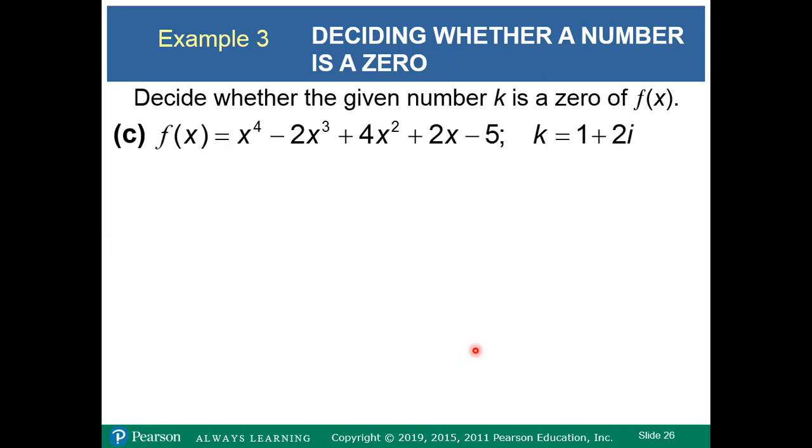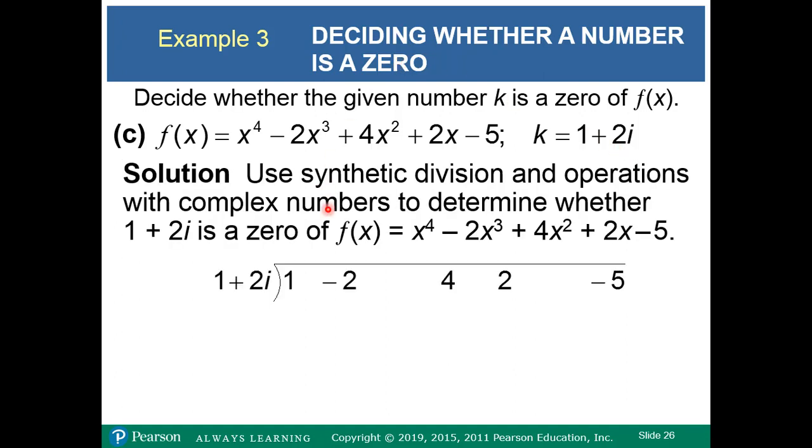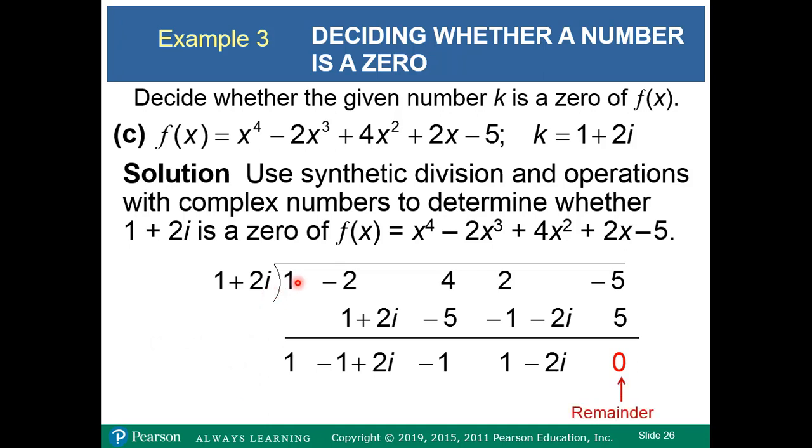Now, what about this one? So now we're going to use a complex number. Well, guess what? We're going to do the exact same thing. Just a little bit more complicated, a little bit more tedious, but as long as you keep everything straight, you'll do fine. And so we're going to use k as 1 minus 2i. So again, here are our coefficients that we got from our polynomial. And now what we're going to do is drop and then multiply. So here we get multiplied by 1.